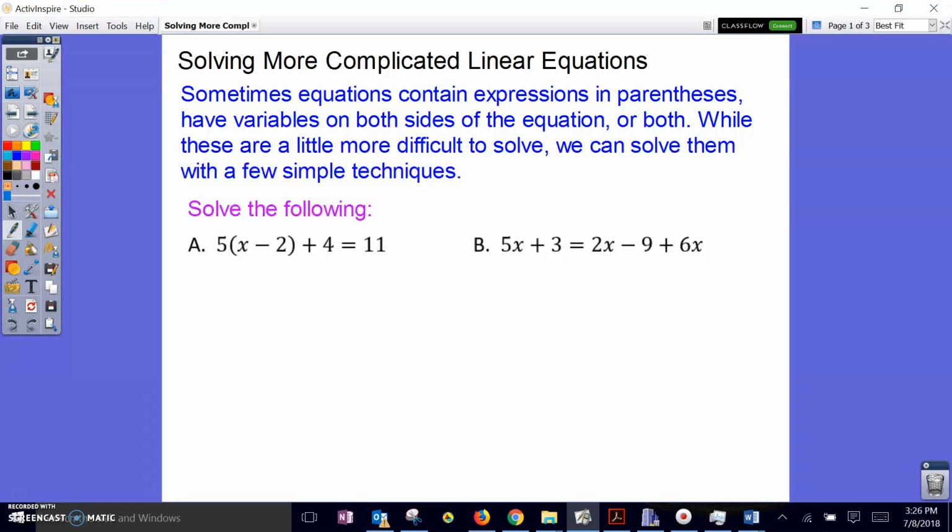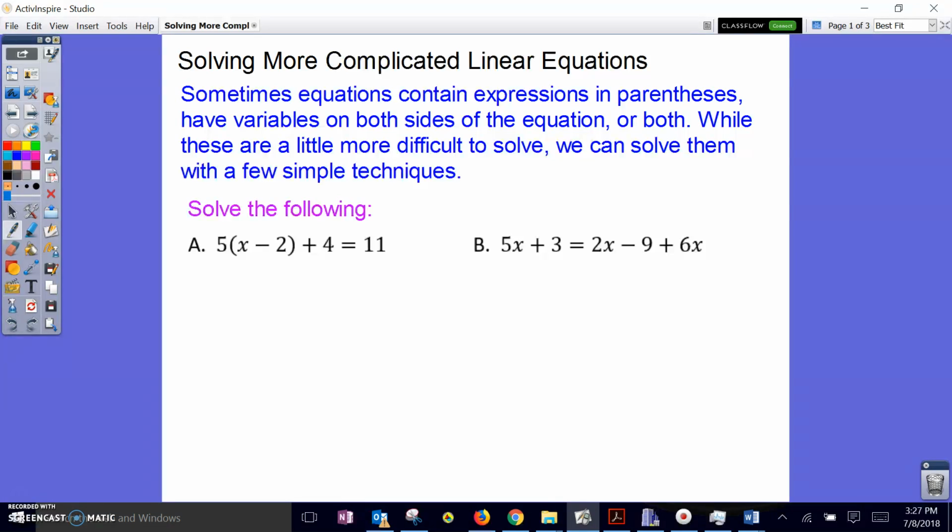Let's look at the first example here. We are going to solve 5 times the quantity x minus 2 plus 4 equals 11. Now this one, we've got some parentheses in there. Anytime you see parentheses in an equation, the first thing you want to do is use the distributive property to get rid of those parentheses. So that's what I'm going to do here.